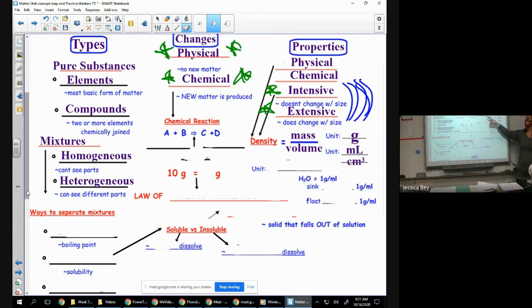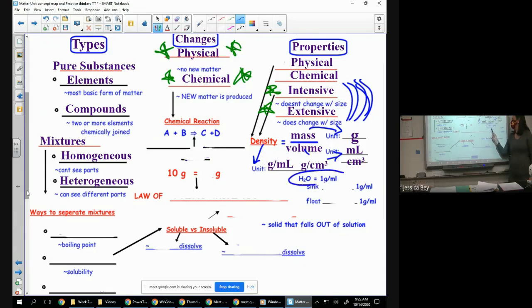Okay, and remember, density is just how much stuff in the given space. So that has to have a compound unit where you have one of each. So for the unit for density, you might want to draw some arrows. Mass unit there, volume unit here, density unit is down here. That's either grams per milliliter or grams per centimeter cubed. Okay. Awesome. You will have to know that the density of water is 1.